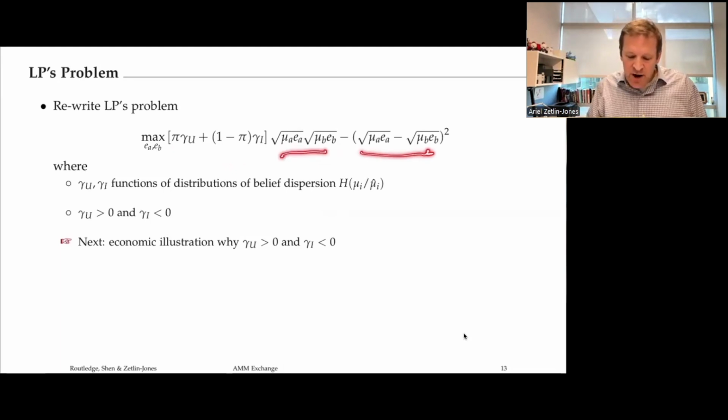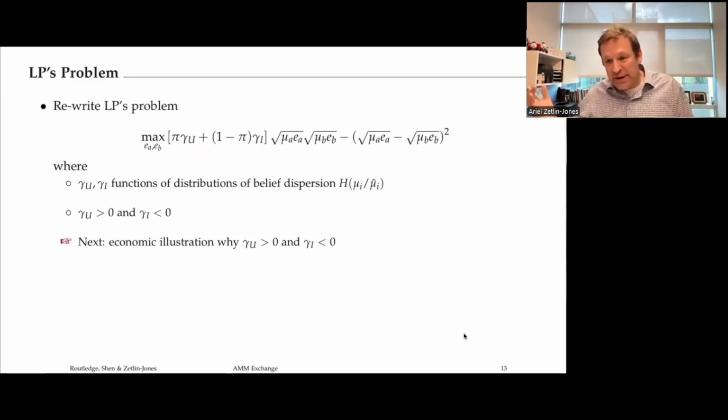Now, how do your profits scale? It depends on these terms. I'm not going to show you the ugly algebra, gamma U and gamma I. Gamma U is going to stand for the profits you earn on noise or uninformed trading. Unsurprisingly, that's going to be positive. Gamma I is going to be a term that depends on the frequency of informed trading. Unsurprisingly, when there's informed trading, you're going to lose. And so what I want to show you just visually, very simply, is why these terms are positive and negative, and then I'll show you some results.